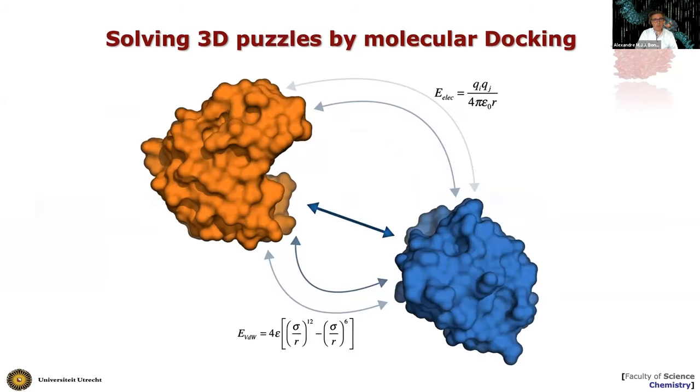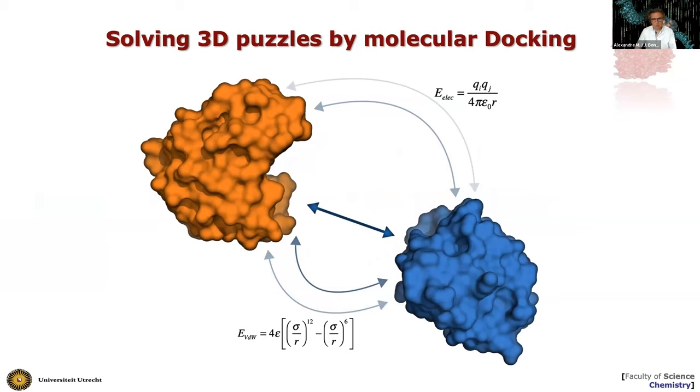And by docking, I mean solving 3D puzzles in a computer. And you see here a simple problem, two proteins, but many of the machines that we are interested in will consist of more than two molecules. So we need to be able to describe more complex machines and to model them as well.